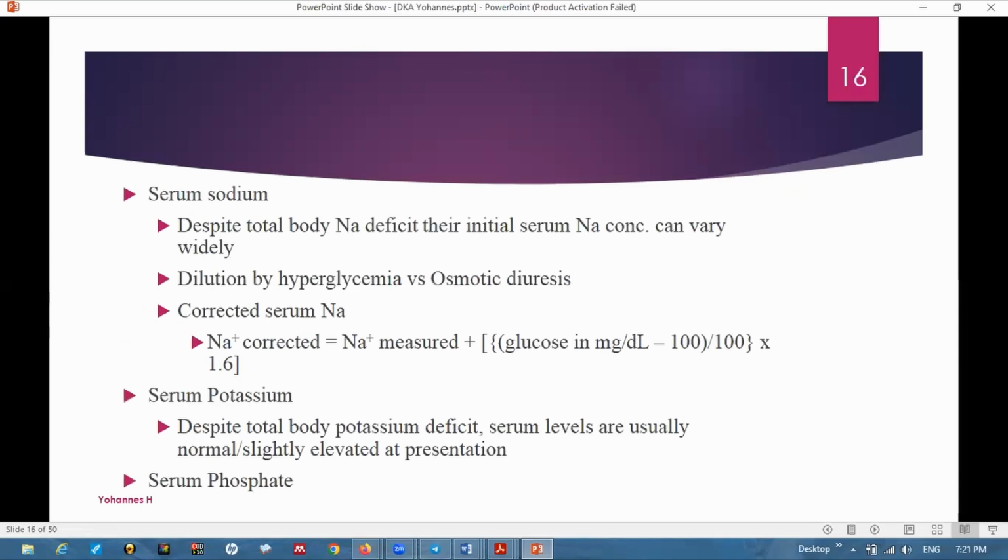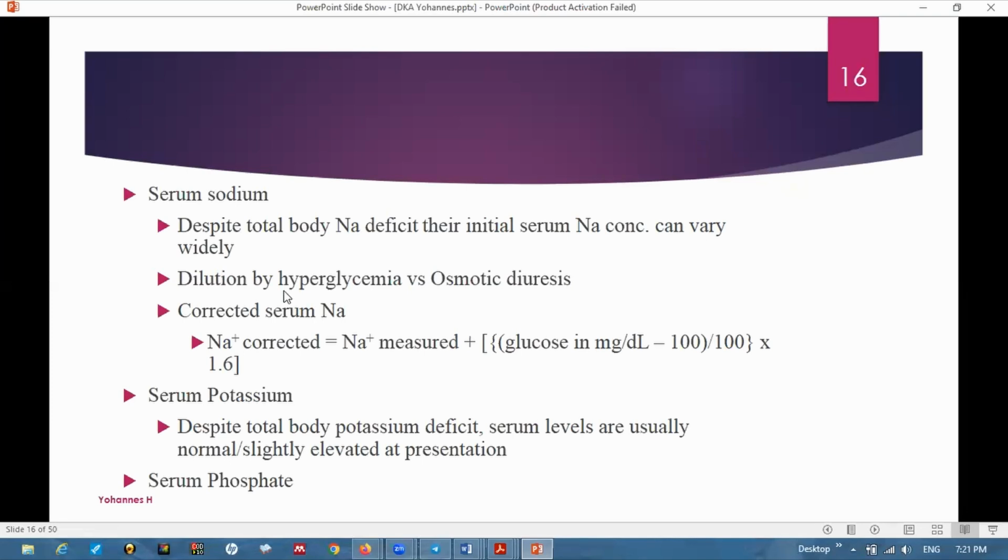When we look at the electrolytes, the first is sodium. Despite the total body sodium deficit, the initial serum sodium concentration can vary widely. They can have hyponatremia or it can be normal. Most of the time they will have hyponatremia due to hyperosmolarity and the solvent drag effect of the fluid. So they will have dilutional hyponatremia.